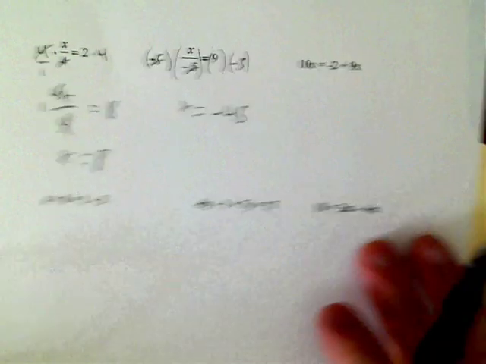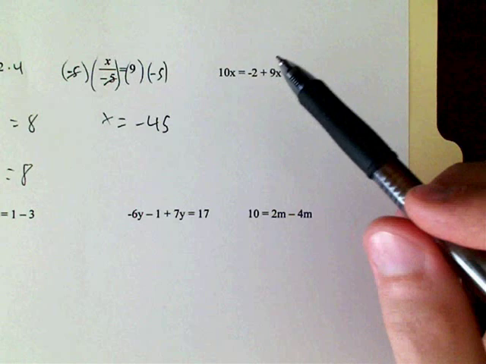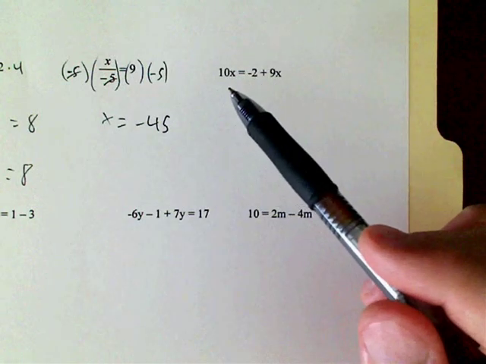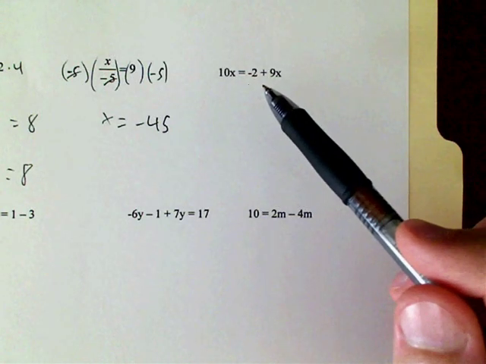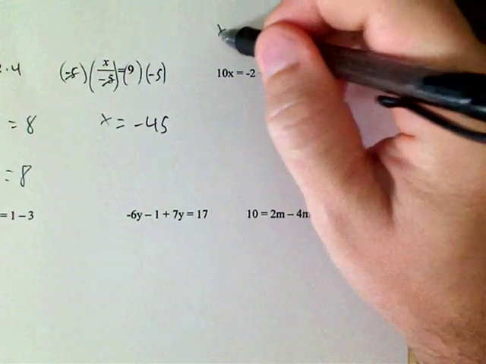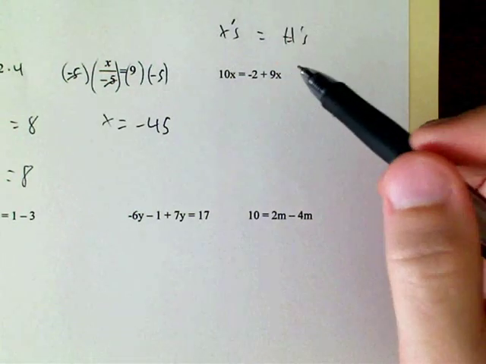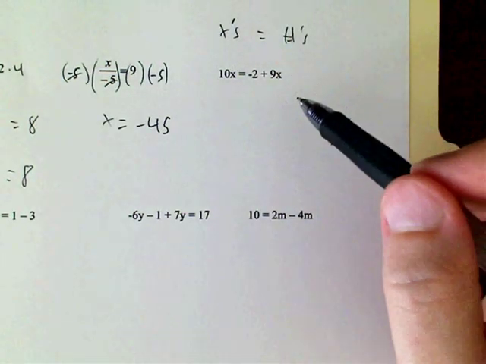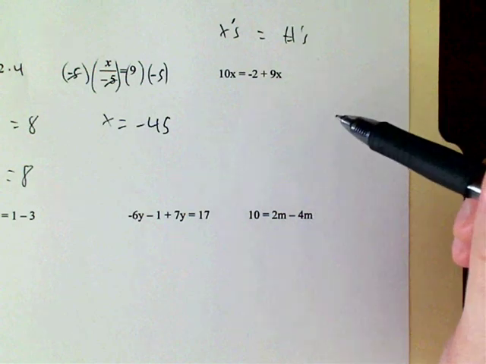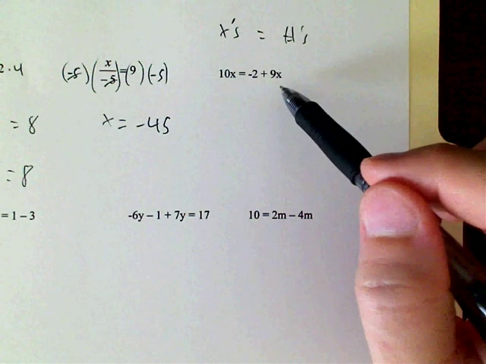Now this problem right here, a lot of people make mistakes with this one. Keep in mind the purpose for adding and subtracting terms to either side is so we can end up with x's on one side and numbers on the other. And the reason for that is because we're trying to get like terms on one side and like terms on the other. And as you look here, we do have like terms, 10x and 9x.